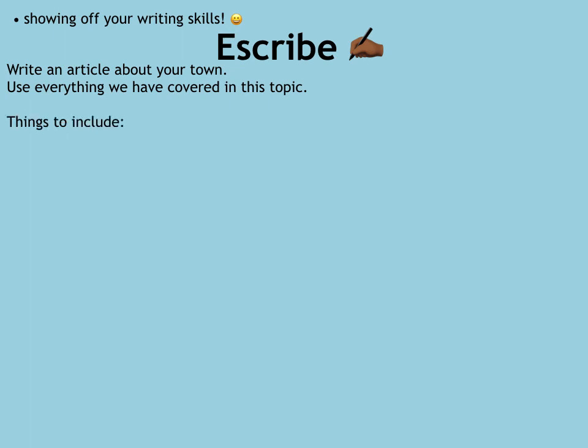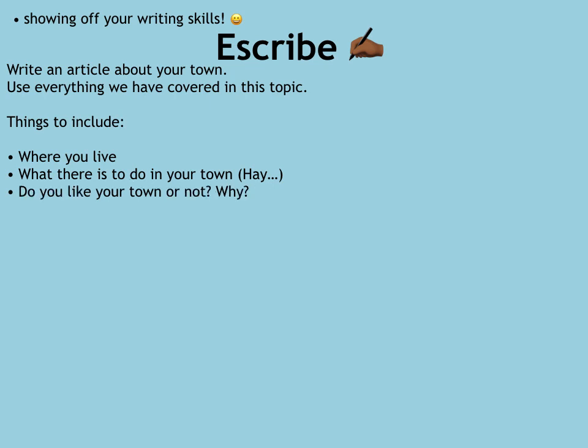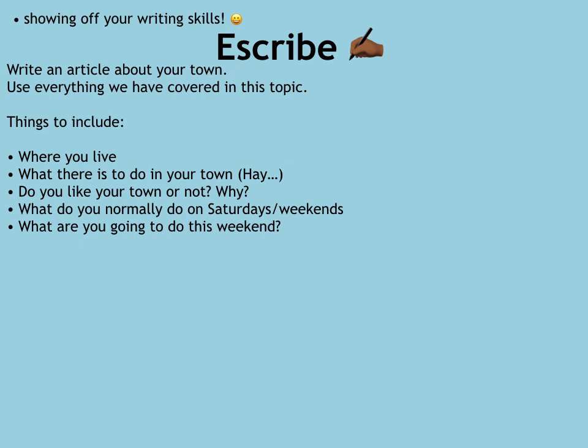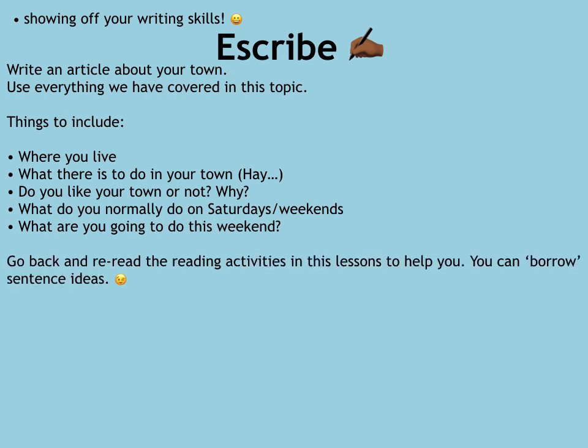So things to include where you live. So that's going right back to basics. What there is to do in your town. So remember there is. You could also make it negative, what there isn't. Do you like your town or not? And why? What do you normally do on Saturdays and weekends? What are you going to do, future tense, this weekend? So you're getting a mixture of tenses in there as well. Go back and reread the reading activities in this lesson to help you, and you can borrow sentence ideas. Don't just copy out the whole thing though, because I will notice.